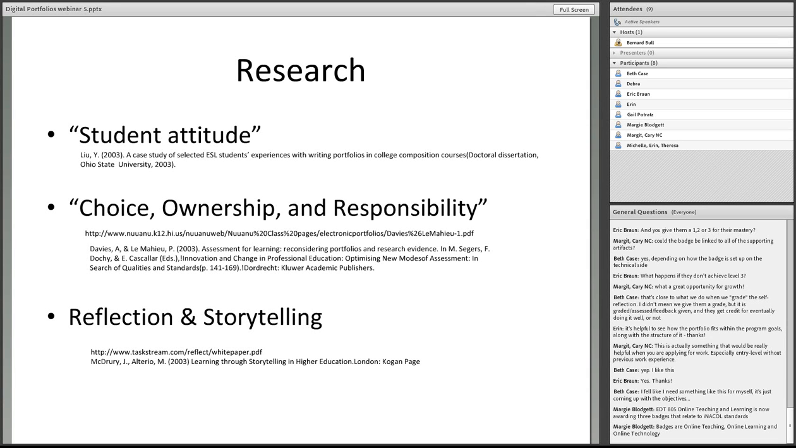One, we know that for digital portfolios, student attitude is essential. So students have to have a positive attitude about it. In the research, when we've looked at students who feel like this is sort of forced upon them and they do it begrudgingly, it really has no more significant gain than any other traditional assessment. The students have to have choice in the process. They need to feel a sense of ownership in it, and they need to have a sense of responsibility, that the assessment process is really not something done to them, but that they engage in order to learn and grow.